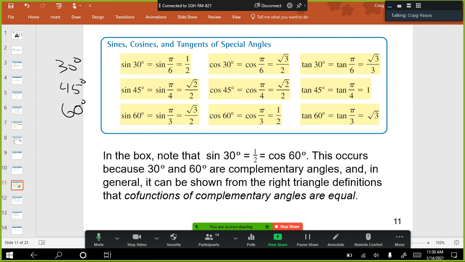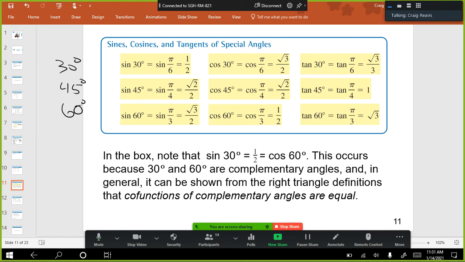Sine of 45 degrees is square root of 2 over 2. Cosine of 45 is square root of 2 over 2. The tangent is 1. Sine of 60: notice how the sine of 60 is the same thing as the cosine of 30. It is square root of 3 over 2. Cosine of 60 is 1/2, and then the tangent is the square root of 3.